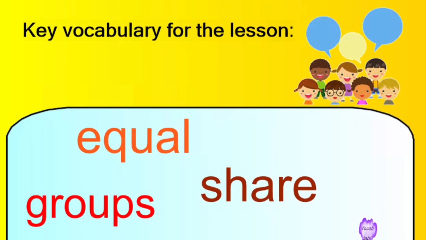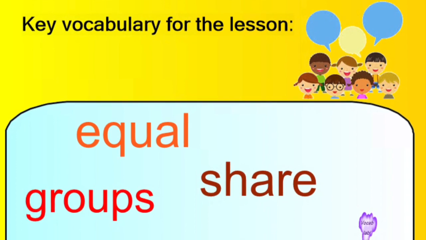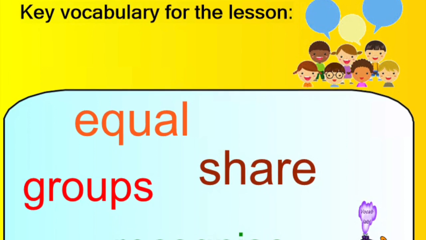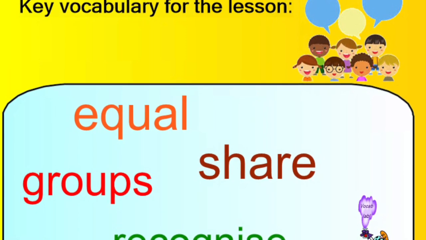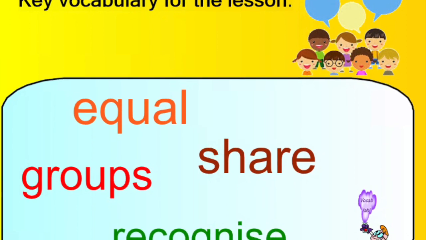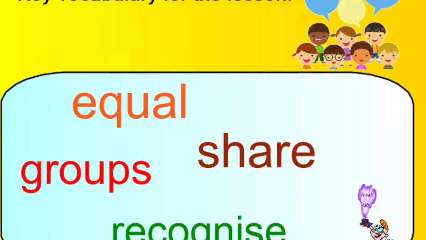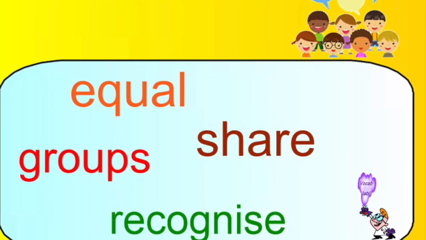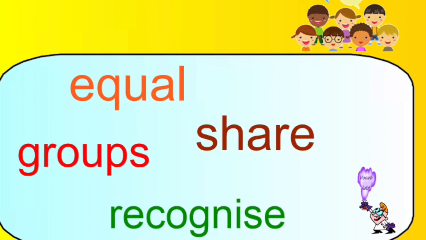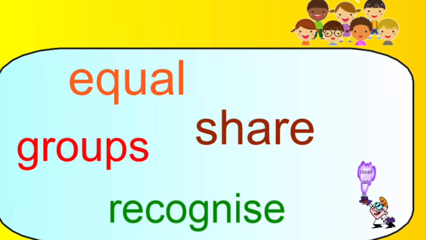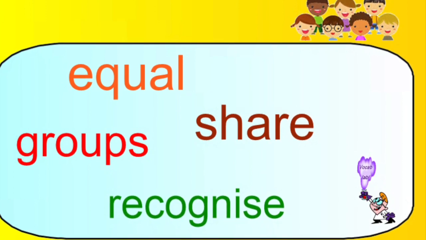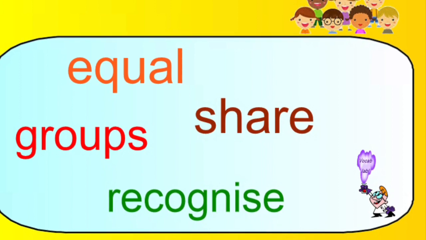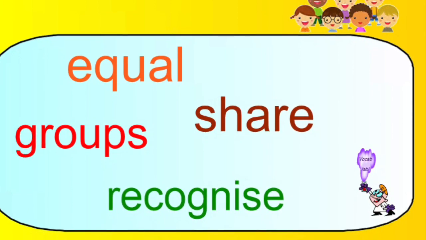Starting at the top, let's practice some of our word wrap techniques like we do in guided reading. The word equal. Can you say it? Can you shout it? Can you whisper it? What about share? Can you clap it? Can you whisper it? Can you shout it? Recognise. Say the word. Shout the word. Clap the word. And finally, groups. Whisper the word. And clap the word.